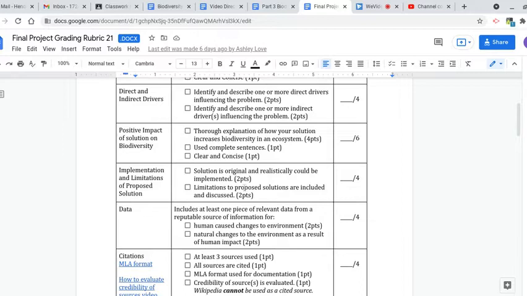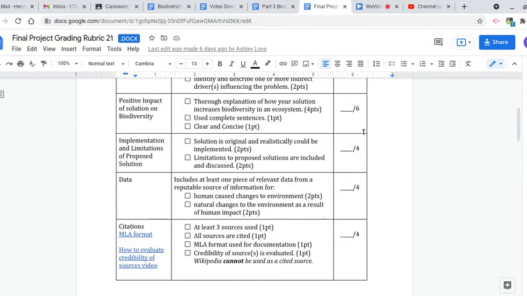Then you also need to talk about the limitations of your solution. If you're going to say people need to drive their cars less, a limitation would be that does not account for all of the carbon dioxide emissions generated by humans. So you need to talk about where that falls short and what percentage that could be fixing in terms of the amount of human-made carbon emissions. That section's worth 4.